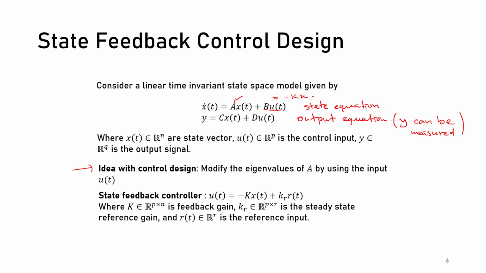Well, as you can see here, state feedback. State feedback means you choose U, the input, in terms of state itself, right? So here U equal to minus K times H plus Kr times r(t). r(t) is reference, or equivalent to desired output.